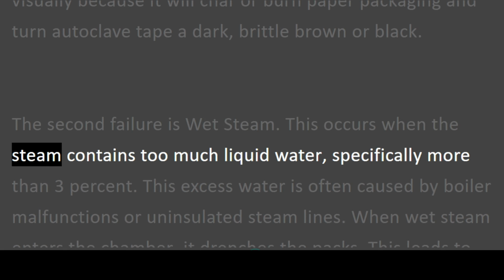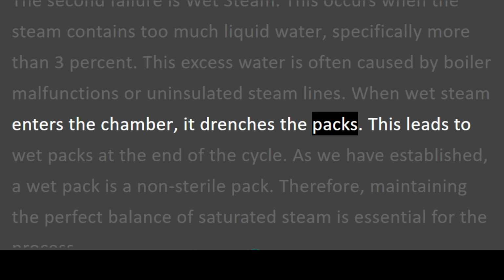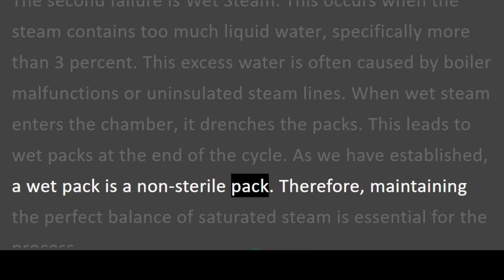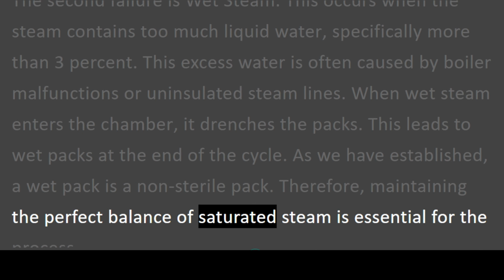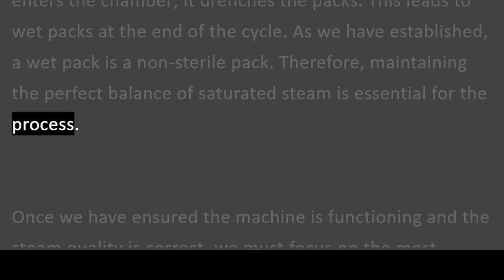This occurs when the steam contains too much liquid water, specifically more than 3%. This excess water is often caused by boiler malfunctions or uninsulated steam lines. When wet steam enters the chamber, it drenches the packs. This leads to wet packs at the end of the cycle. As we have established, a wet pack is a non-sterile pack. Therefore, maintaining the perfect balance of saturated steam is essential for the process.